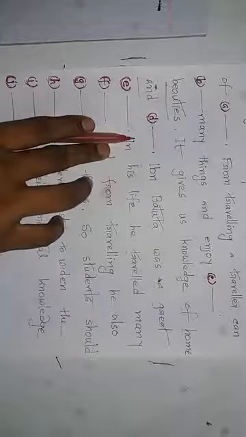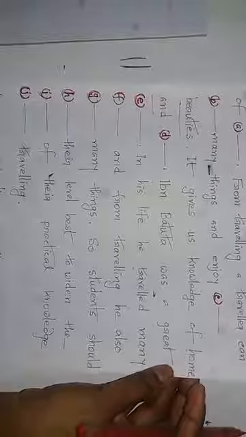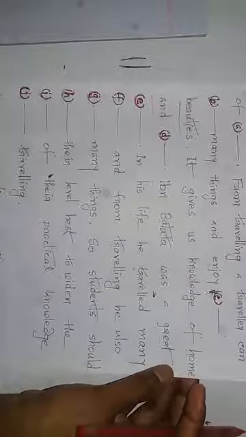Is it clear? From this passage, it is clear to you that a traveler can gain knowledge of his own country and other countries also. Home means the own country and abroad means the other countries. So the suitable word here is abroad. I hope you have understood.